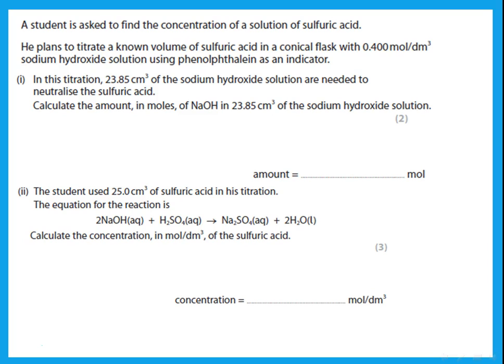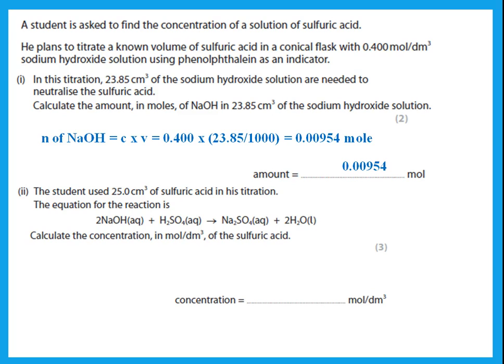He has a concentration up there. He has 0.4 mole per decimeter cube of sodium hydroxide, and he gives you the volume. So the number of moles is concentration times volume. Remember to divide the volume by 1000. So the number of moles of sodium hydroxide is this.